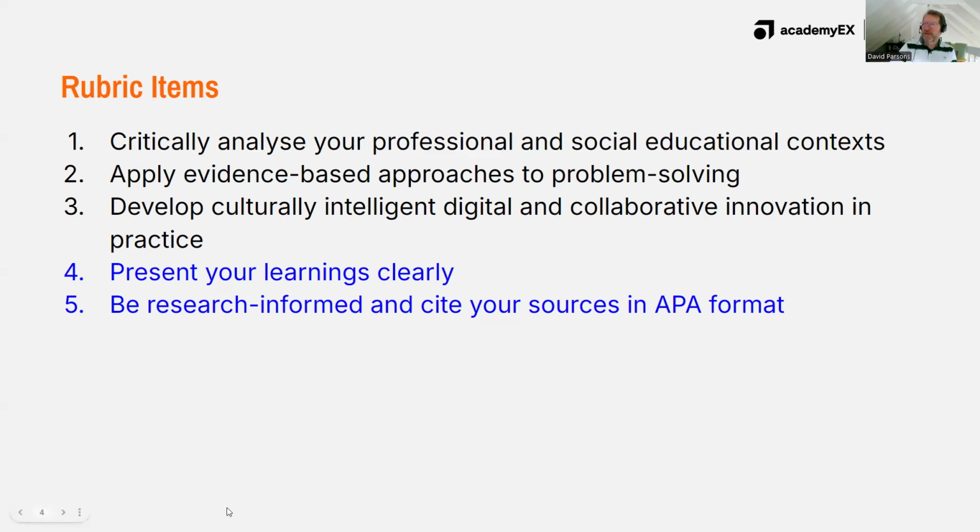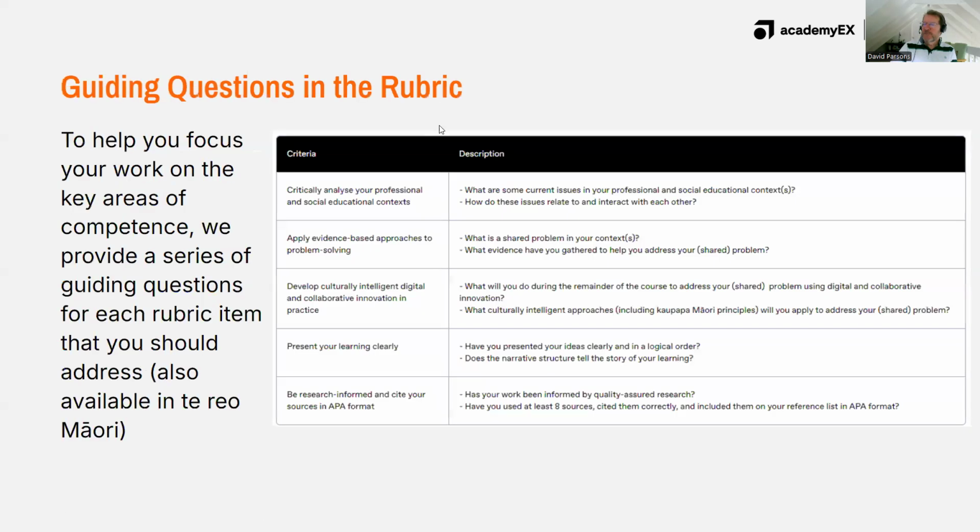So let's talk about what the rubric items are on the LMS, because as normal, we have under the description column some sort of trigger questions to give you an idea about what we would like you to do when you're addressing those questions. So let's look at the first one. Critically analyze your professional and social educational contexts. We're asking you to identify some current issues in your professional and social educational contexts as a group.